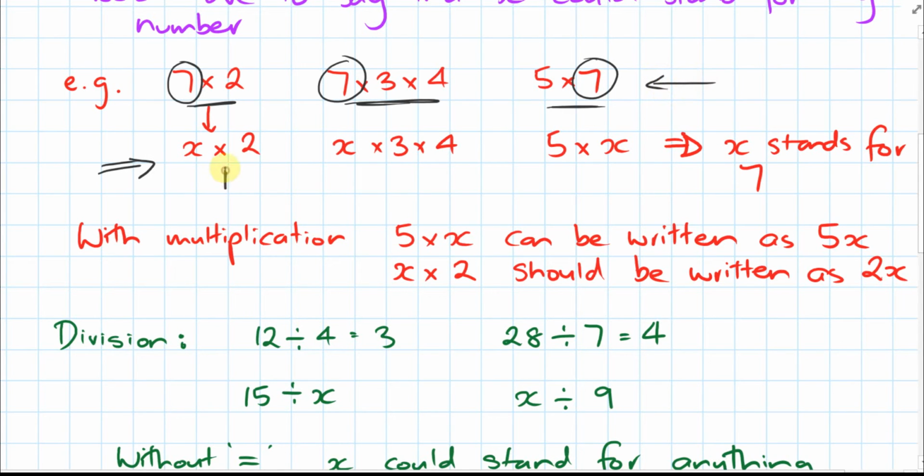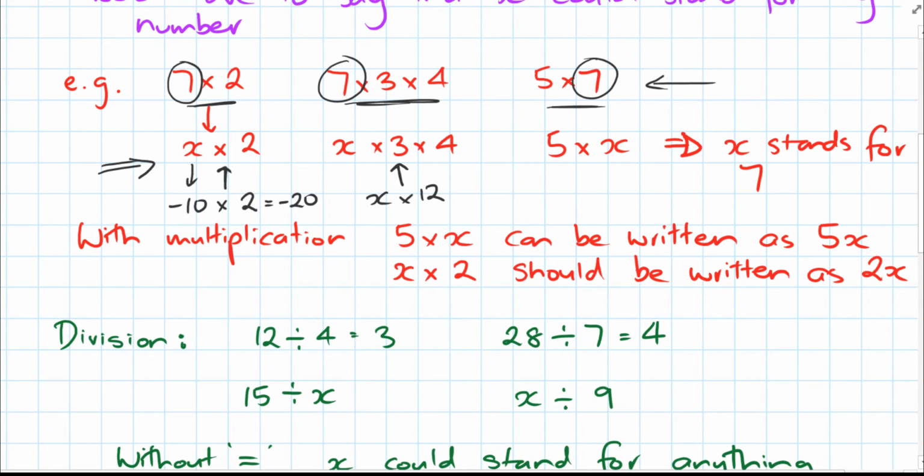So let's say that we didn't know these number statements here. If we look at x times 2, we could replace x with any number. For example, we could place negative 10 in there. So if x was equal to negative 10, this would become negative 10 times 2, which we can evaluate. If we didn't know that x was 7, x can be any number in this case. So x times 3 times 4, which would be the same as x times 12.